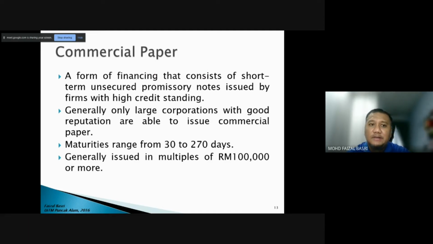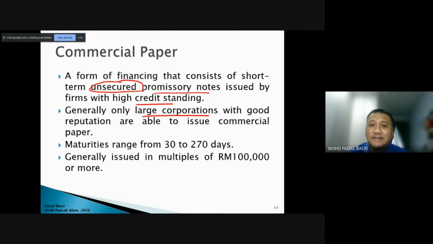So as a company that requires money, they can sell the commercial paper. So here we have a seller and buyer instead of borrower and lender. This is a form of financing: unsecured promissory notes issued by companies with high credit ratings. Number one, high credit ratings, and number two, usually only issued by large companies with good reputation. Because if they don't have these two requirements, nobody will buy their commercial papers. Remember this is unsecured, so there is no collateral.